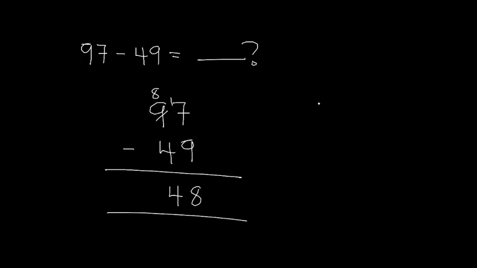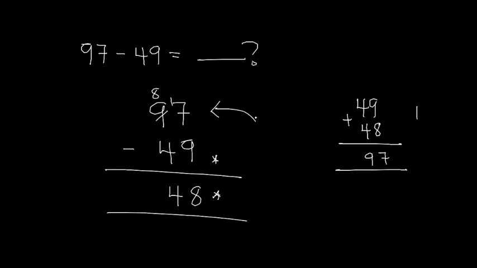Let's see if that is correct. So to get this, we need to add this and this to see if we get 97. So we have 49 plus 48. 9 plus 8 will give me 17. I carry 1. That 1 plus 4 over here will give me 5. 5 plus 4 will give me 9. That is equal to 97, which is the same as the number we have over here.